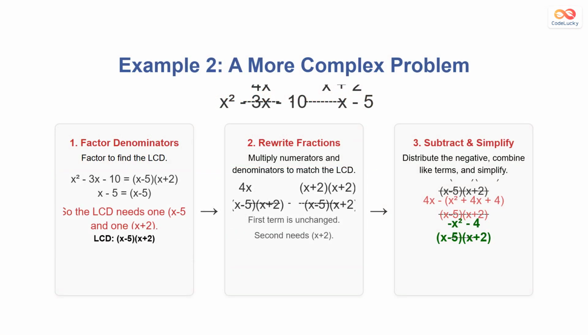Let's try a tougher one. We start by factoring the denominators. The first one becomes the quantity x minus 5 times the quantity x plus 2. The second is just x minus 5. So our LCD is x minus 5 times x plus 2. The first fraction already has this denominator. For the second fraction, we need to multiply its numerator, x plus 2, by the missing factor, which is also x plus 2. This sets us up for the final step.